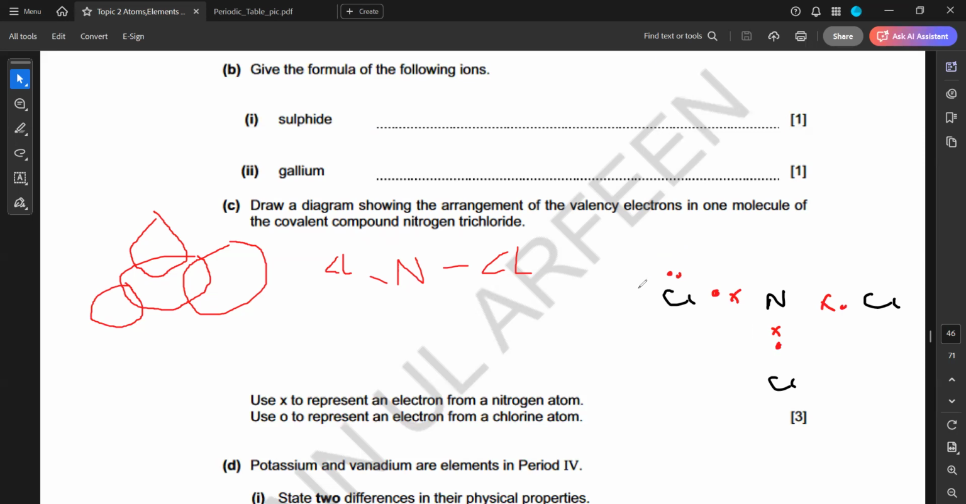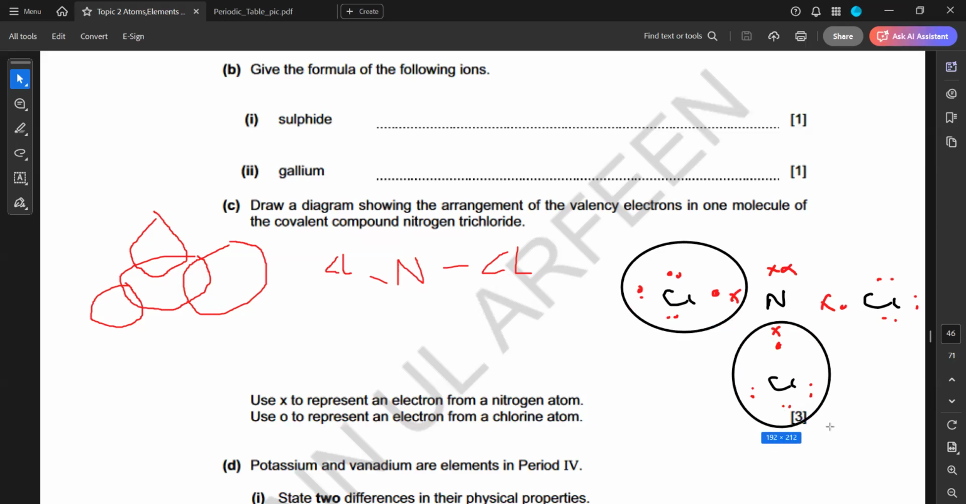Unshared electrons on chlorine: as it belongs to group 7, there will be 6 unshared electrons on each chlorine. For nitrogen, 3 are shared and 2 of them are unshared electrons. So this is the electron arrangement. Then we draw the circle. Each circle should have 8 electrons. So this is a circle for chlorine. This is also a circle for chlorine, and that's a circle for nitrogen. This is the structure of nitrogen trichloride.